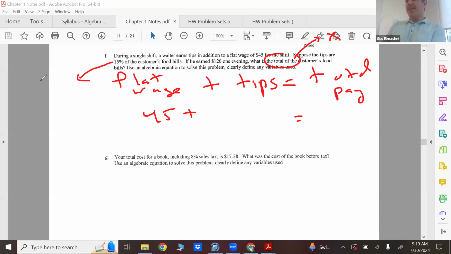You're getting 15% of that. Let's say you've served some people and the bill comes out to $100, and you get $15. But you have to multiply that percentage by X. Remember, percentages are decimals. 15% is 0.15. You just move the decimal point two places to the left, or divide by 100. So 0.15x equals 120, and you solve it. At that point, I know you guys can solve. I'm not worried about that.